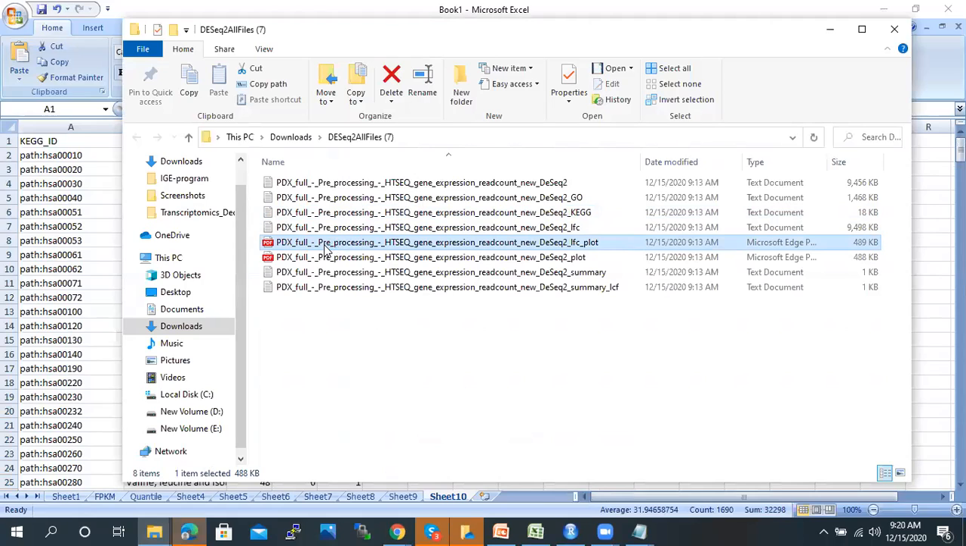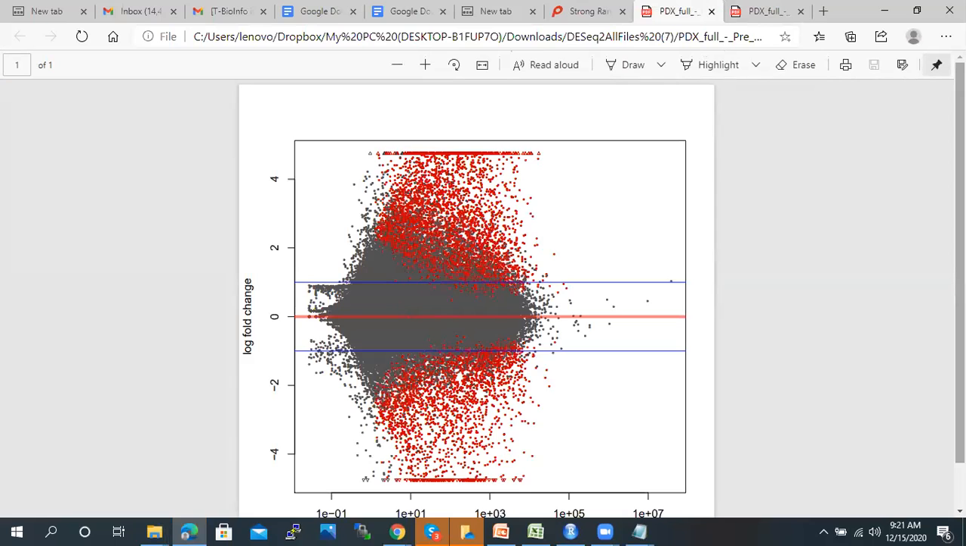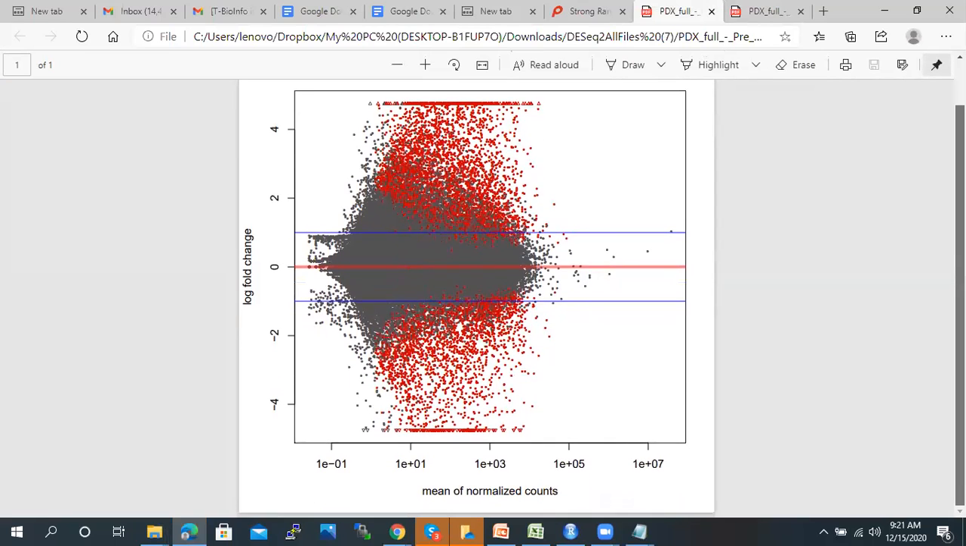let me just show this. So these are the MA plots. So you will understand how many genes are coming after the log fold change cutoff. Like here, this is the cutoff at log fold change less than minus 1 and greater than 1. So it will represent this in the form of plots.